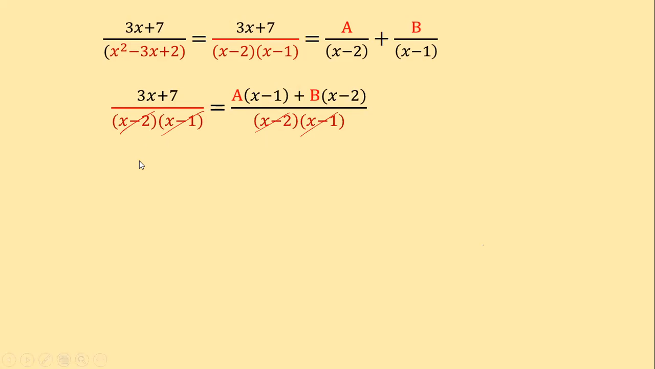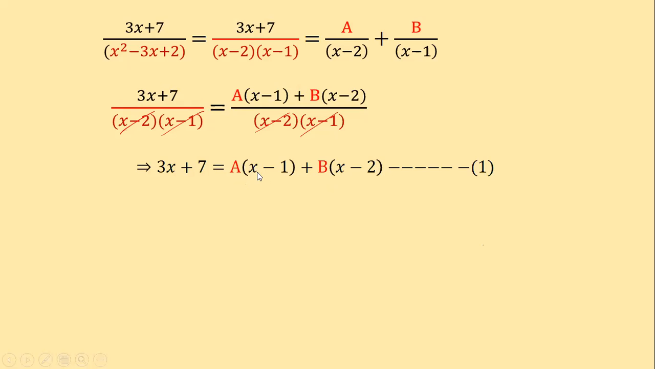So what is left then after cancellation? 3x plus 7 is equal to a into x minus 1 plus b into x minus 2. So we have come to the same statement, which is our equation number 1. Now here we have to eliminate any one of the constant terms. Which term we eliminate is up to us. If you eliminate b, then we'll first get the value of a. If you eliminate a first, then we get the value of b first. So it is like that.